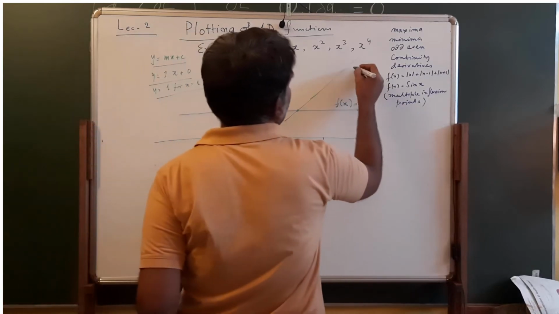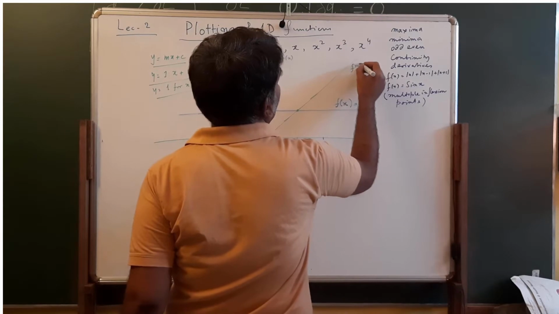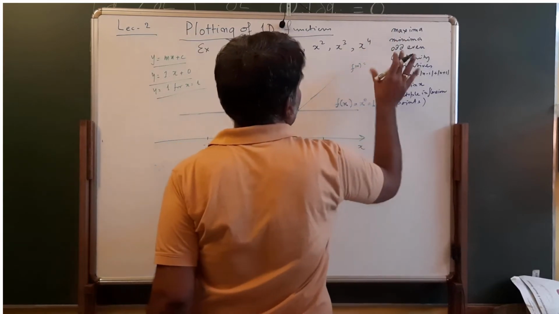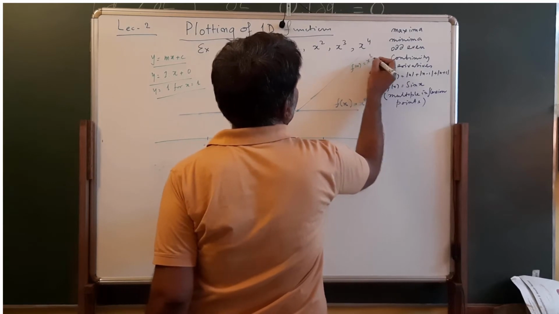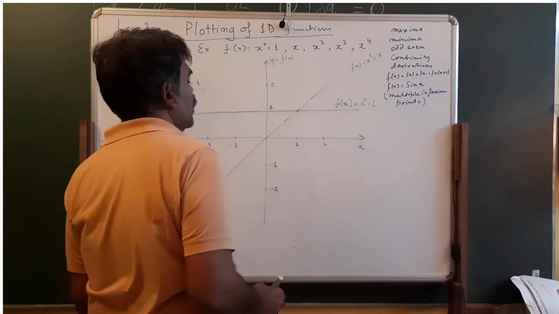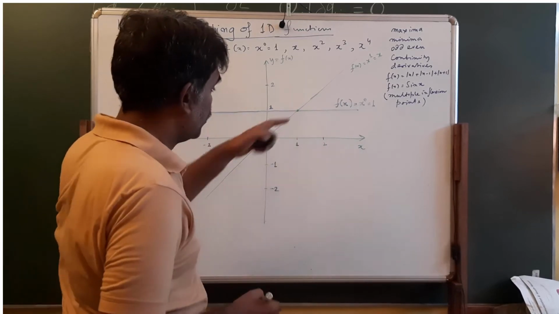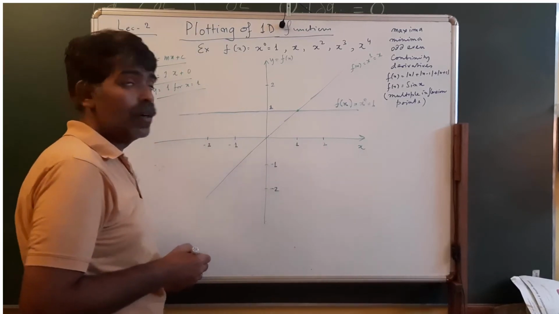Okay, so this is f(x) = 1. Oh, sorry, x to the power 1. So that's x. Clear? And this is the cutting point (1, 1).